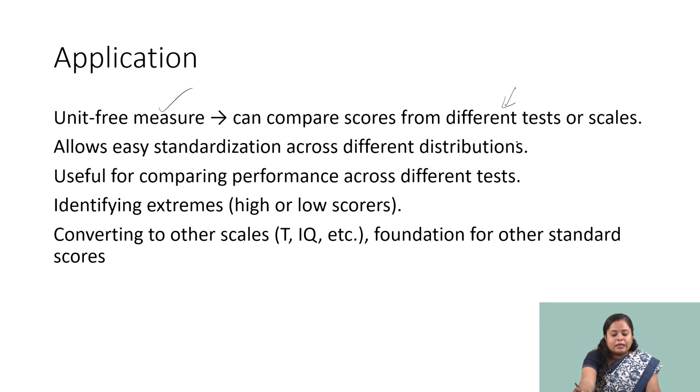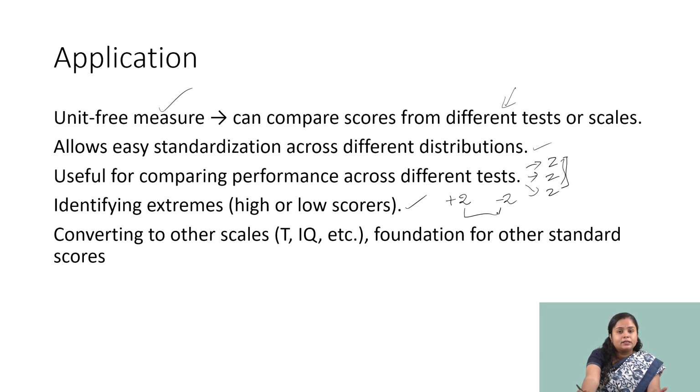It allows easy standardization across different distributions, because even if there are different distributions, with a different pattern in that sample, it still allows easy standardization. It is useful for comparing performance across different tests because we can convert the raw scores of different tests into Z-scores, and then compare all these Z-scores. It also helps to identify extreme cases, like cases in which the Z-score is more than +2 or less than -2. It will indicate that the score is in an extreme range.